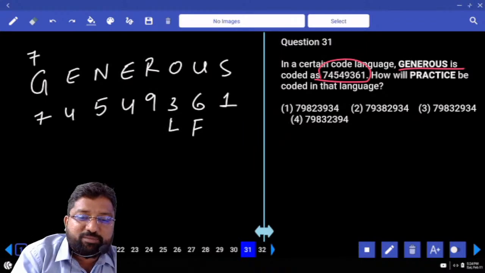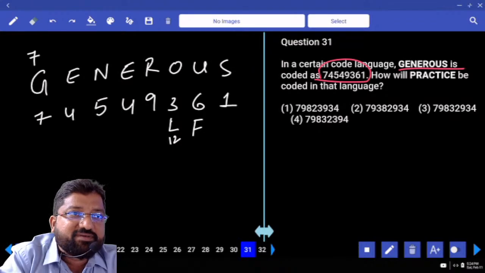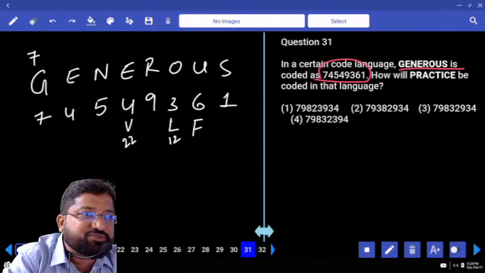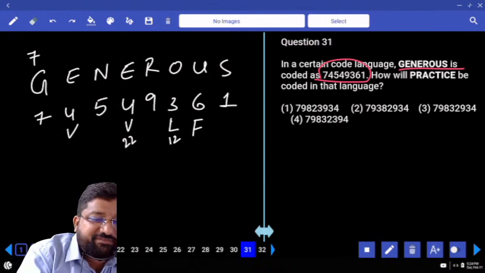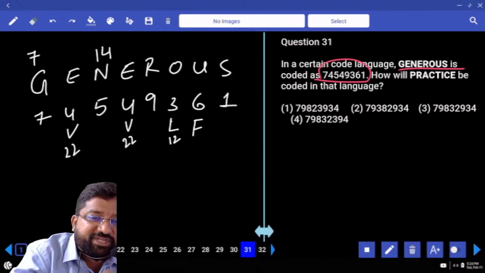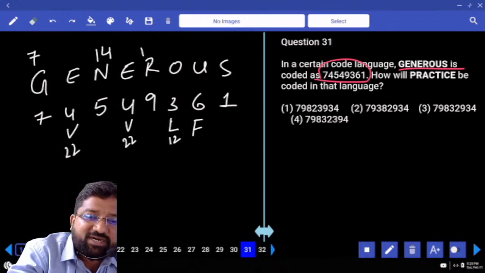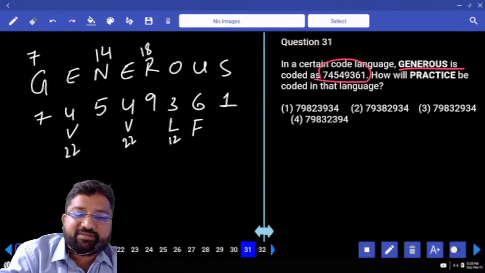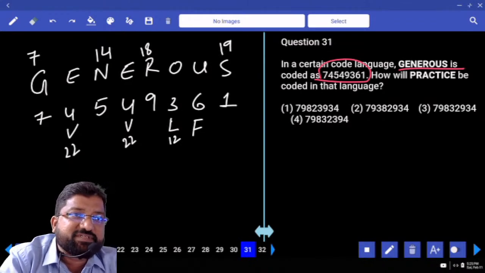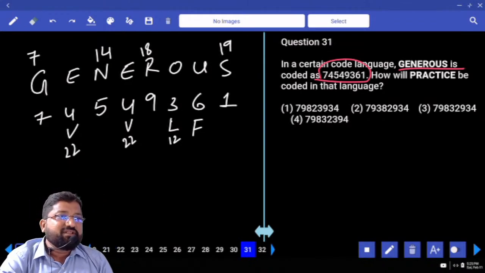How much is the place value of L? What's written there? 3, that is 1 plus 2. What's the opposite letter for E? V. What's the place value? 22. 2 plus 2? 4. What did you do with N, which is 14? 1 plus 4, 5. R is 18. 1 plus 8, 9. 19, 1 plus 9 is 10, 1 plus 0 is 1. Further, keep adding till I get only a single digit.